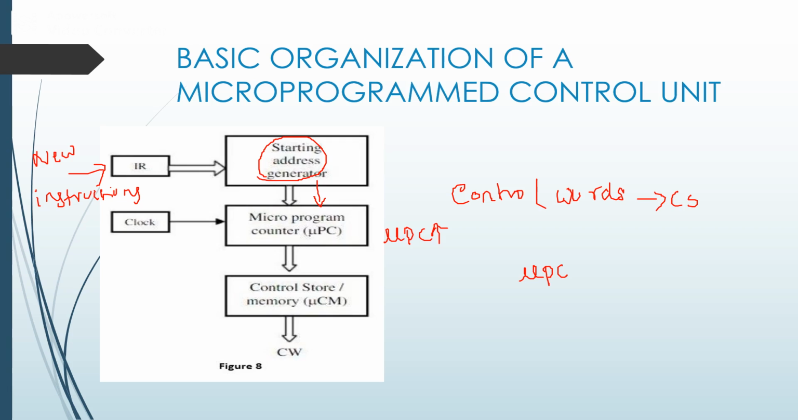So the basic organization cannot handle unconditional or conditional branching. The microprogrammed control unit cannot handle both conditional as well as unconditional branching. So we have to use branch micro instructions.